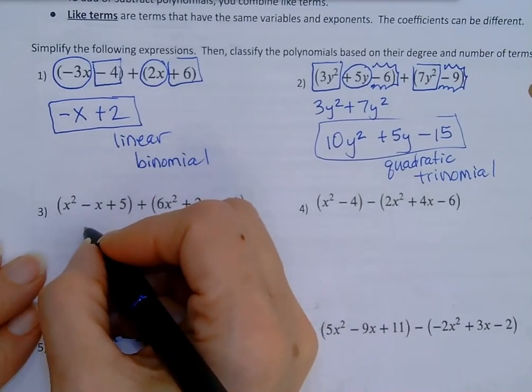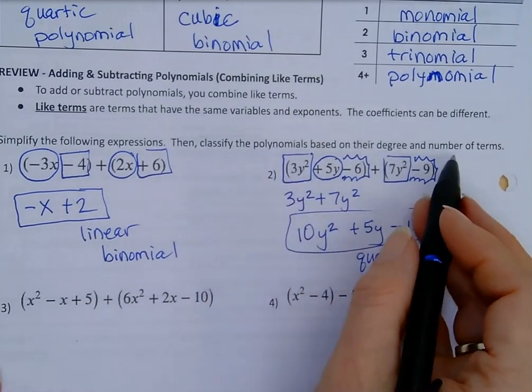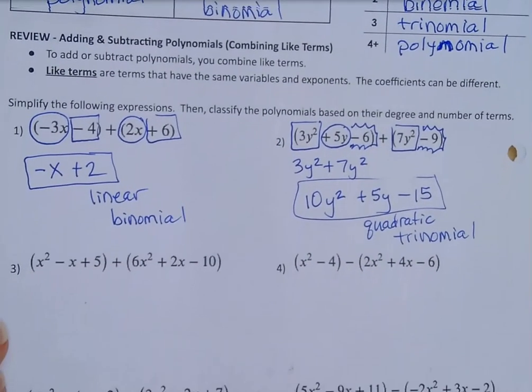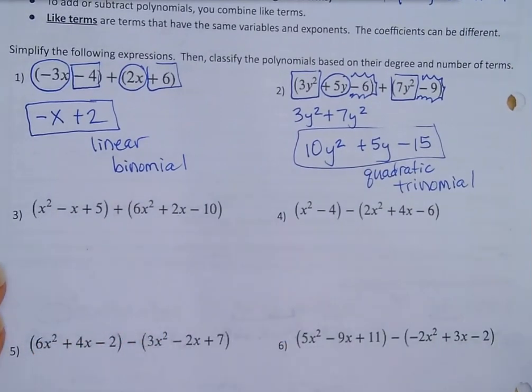Also notice when we're going to classify our polynomials based on their degree and the number of terms, I have to make sure I'm all the way simplified. I can't look at this and say 1, 2, 3, 4, 5, 6. I can't say that it has 6 terms because I haven't combined stuff yet, just so you know.